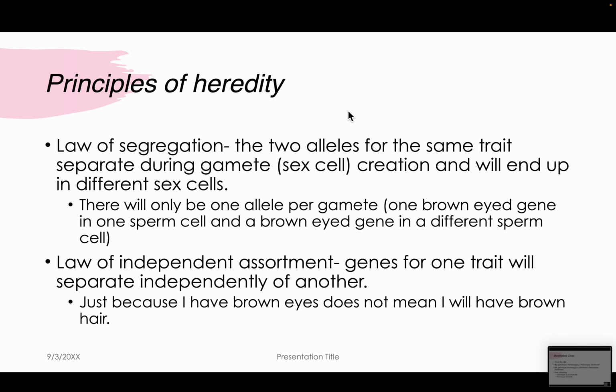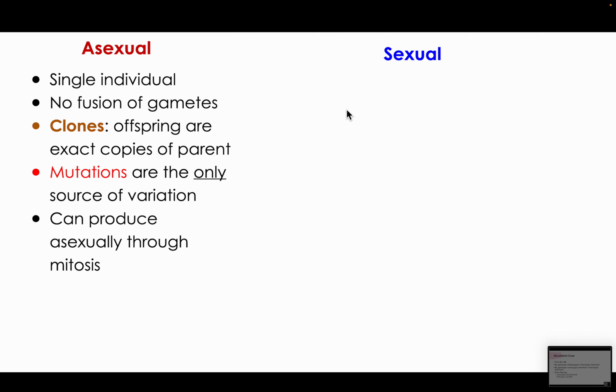The law of independent assortment says genes from one trait will separate independently from another. So just because I have brown hair doesn't mean that it'll dictate if I have brown eyes or not. They're completely independent. They do not affect each other. Because remember, this goes back to simple Mendelian genetics, where we didn't know much about epistasis and polygenic inheritance and all that good jazz. So we have asexual versus sexual reproduction, or mitosis versus meiosis.